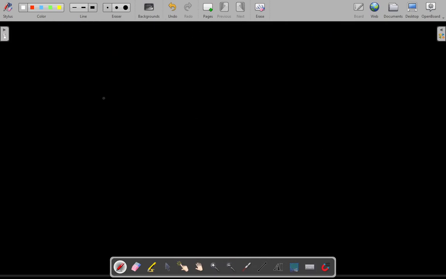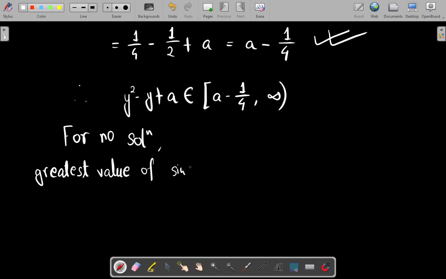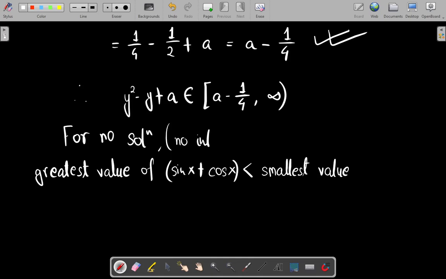So for no solution, the greatest value of sin x plus cos x has to be smaller than the smallest value. For no solution means no intersection of curves. No intersection of curves. Smallest value of this quadratic curve, y square minus y plus a.